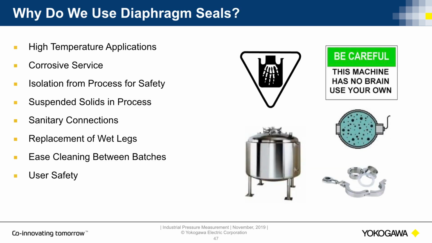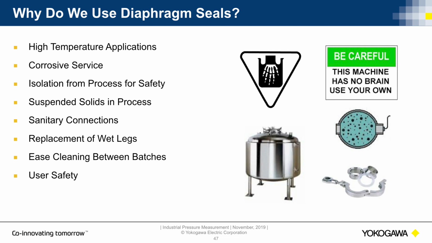So why do we do this? What's the point of these diaphragm seals? Why do we attach them to our transmitter? There are a few common cases. High temperature applications: our transmitter can handle 250 Fahrenheit as standard, and that's pretty standard across the industry. With remote seals, we can raise that tolerance all the way up to almost 750 Fahrenheit.